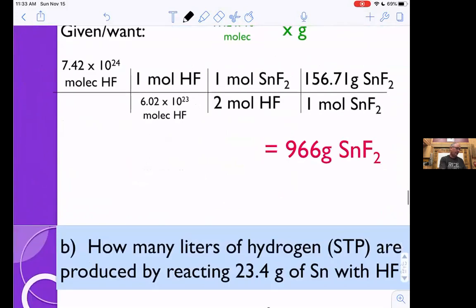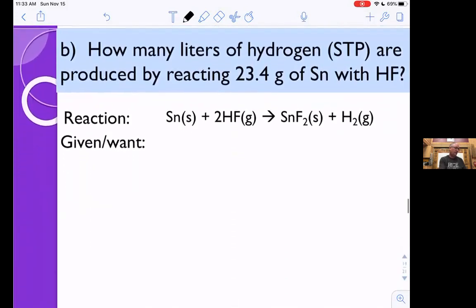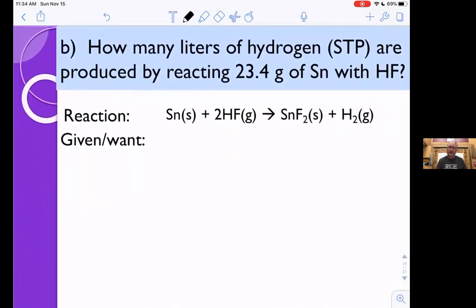Okay, we'll do part B on this one. How many liters of hydrogen at STP were produced by reacting 23.4 grams of tin with HF? It's the same equation that we had before. Hopefully we balanced it right the first time. But what we're looking for here is how many liters of hydrogen gas. They didn't say that it was excess HF, but we'll make that assumption. So the 23.4 grams would be our starting point here to solve for liters.